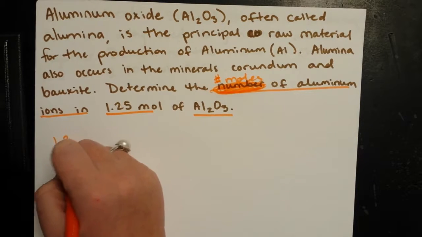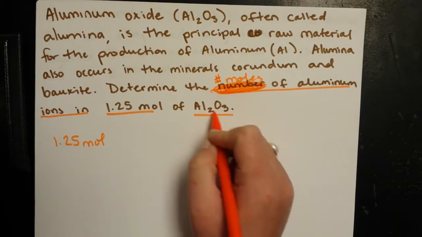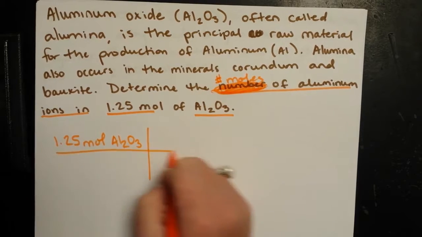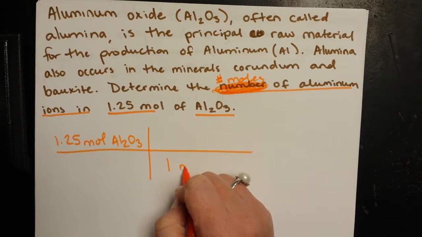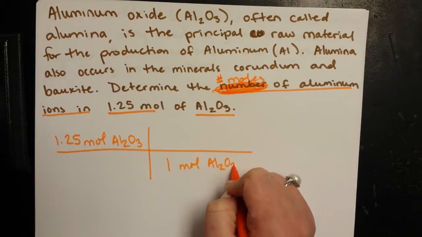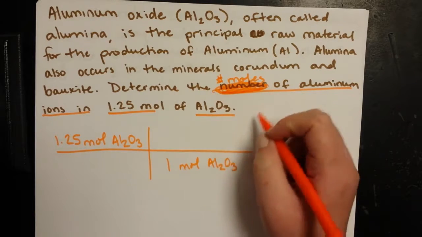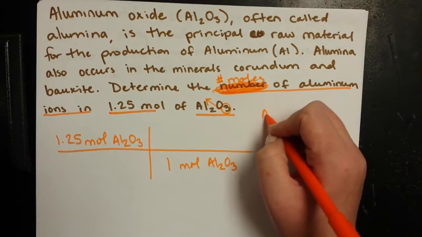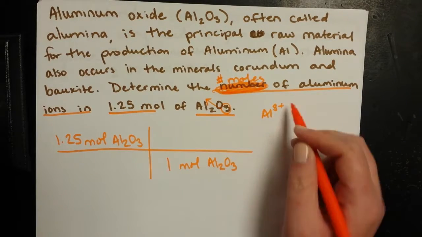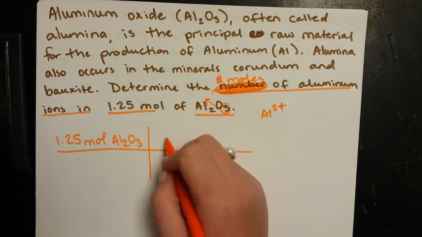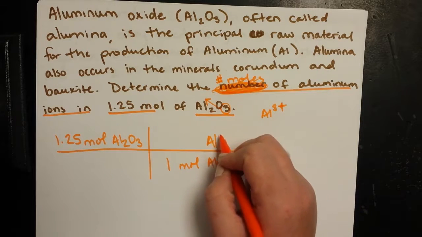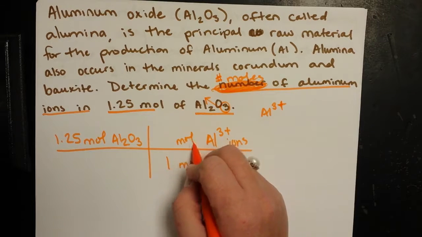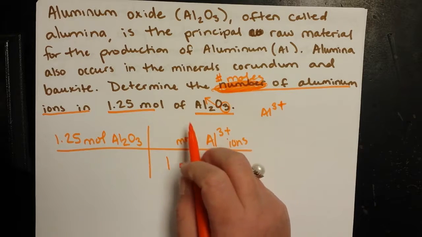So I know I've got 1.25 moles of Al2O3. And I want to find how many aluminum ions there are for every mole of this. So in 1 mole of Al2O3 should have a specific number of aluminum ions. Now, the aluminum ion, remember that 3 here on oxygen actually comes from the charge on aluminum, Al3+. Okay, it's in group 13, so that's where it gets its charge. So we actually have a certain number of aluminum 3+ ions, so a number of moles, we'll say that, for every mole of aluminum oxide.